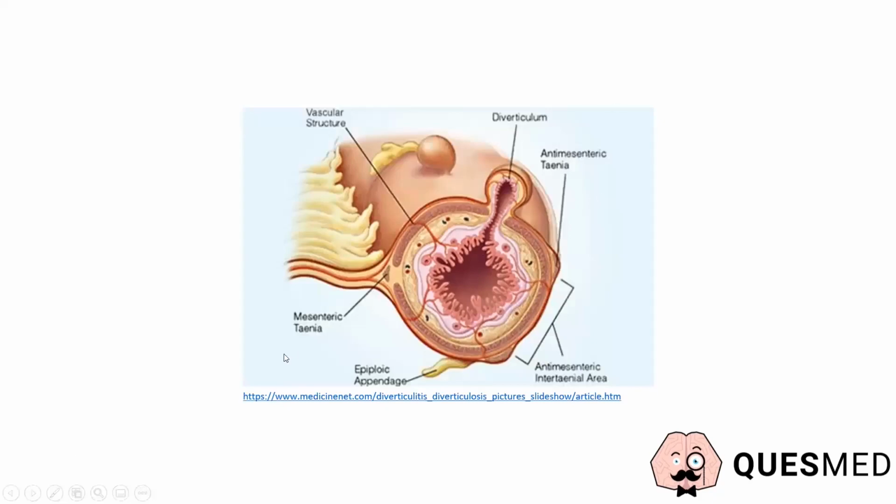So this diagram shows exactly what a diverticulum is, and essentially it is just an outpouching of the bowel wall. And how we explain this to patients is we call it wear and tear of the bowel. When we talk about management of diverticular disease, which is on the next slide.